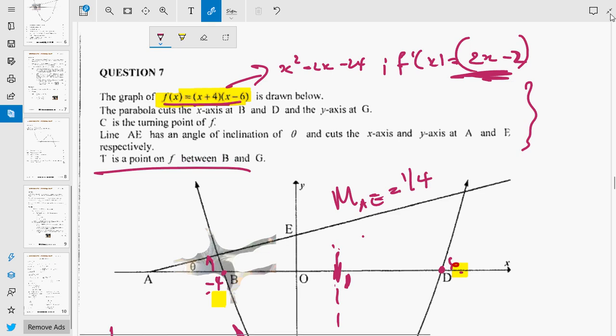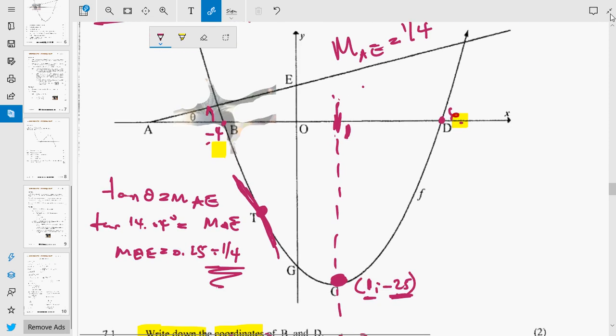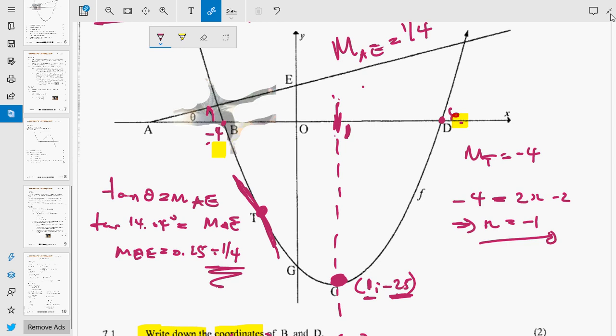Now, if the tangent is perpendicular to AE, then the gradient of the tangent must be equal to -4. So what does that mean? That means that now at T, -4, which is the gradient of the tangent, will be equal to the gradient of the parabola, which is 2x minus 2. This means if you solve for x here, you're going to find that your x is -1. Okay.